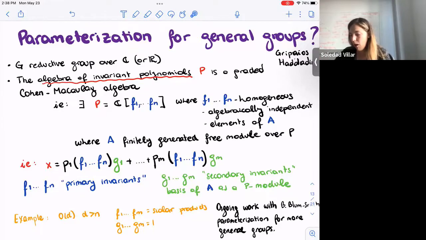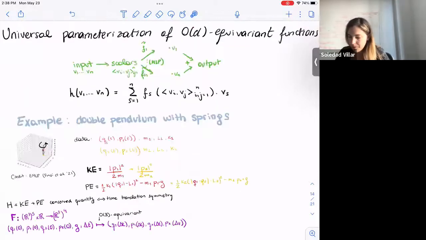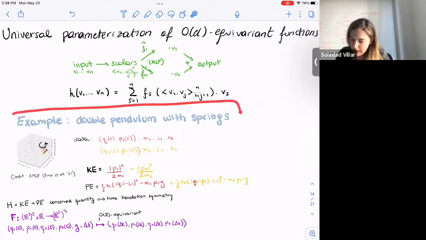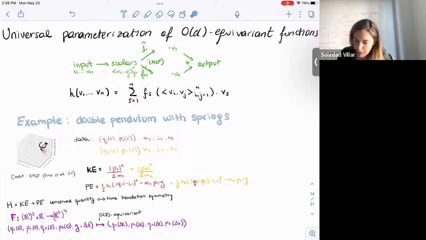But in the case of actions by these Lie groups, the size is still controlled, and we can use this for parametrizing equivariant machine learning models in practice. So basically, that's the point. I can show you an example here: this double pendulum with springs. This example was implemented in the paper by Finzi that I told you about earlier.